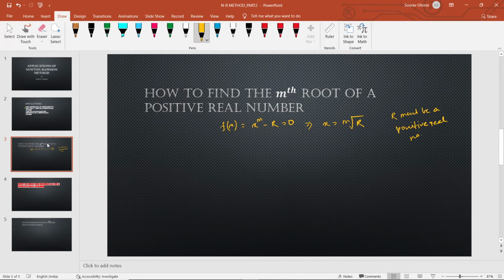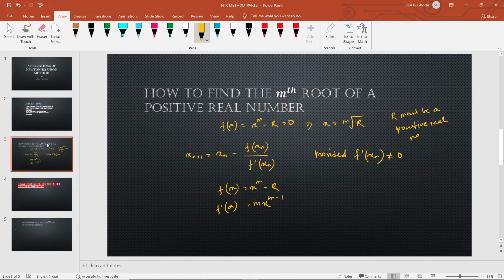Now let's see how we can use the Newton-Raphson method here. What is the Newton-Raphson method? We know that x n plus 1 is equal to x n minus f of x n divided by f dash x n, provided that f dash x n is not equal to 0. Now, f of x is equal to x to the power m minus r, so from here we can easily write that f dash x is equal to m x to the power m minus 1.